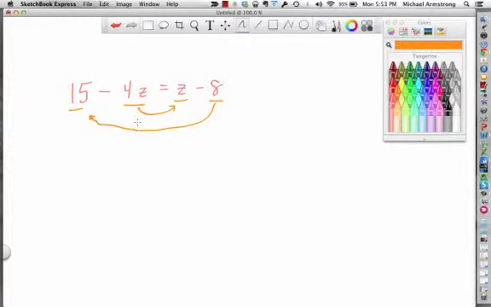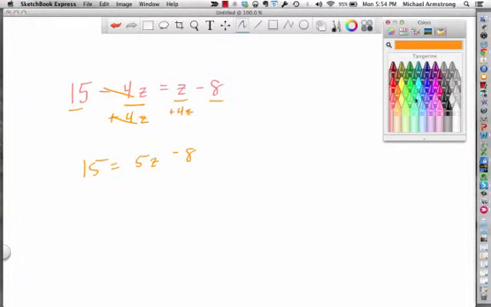I'm going to go ahead and we'll back out because you don't need to actually see those arrows there. But I'm going to add 4z to both sides. That gets rid of these 4z's. That leaves me 15 is equal to z plus 4z is 5z minus 8. Now I've got my z on one side, but I've got my numbers still apart, so I'm going to add 8 to both sides, the opposite of minus 8, leaves 0. 15 plus 8 is 23, equals 5z.